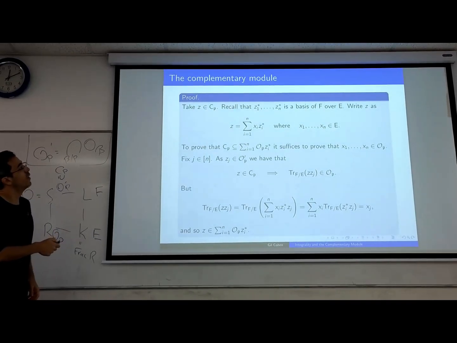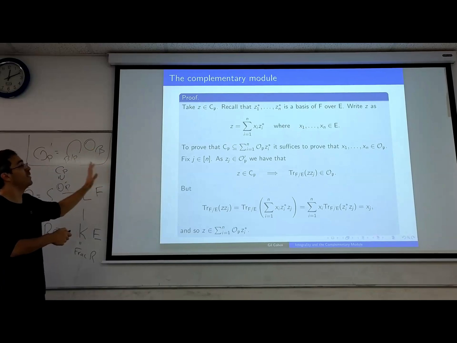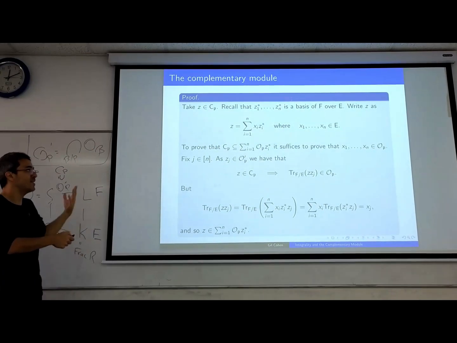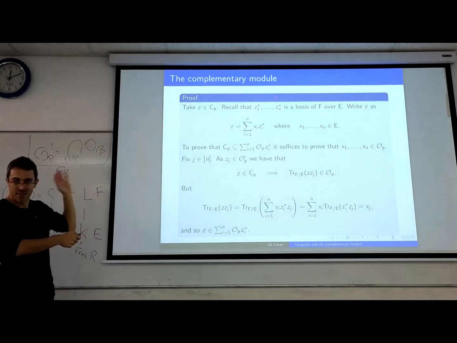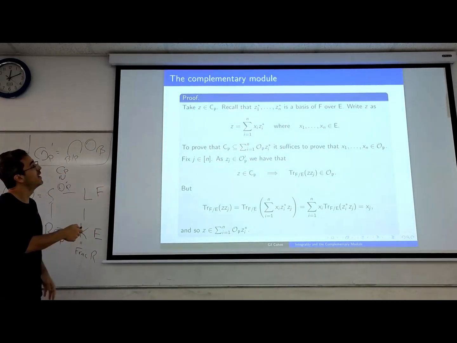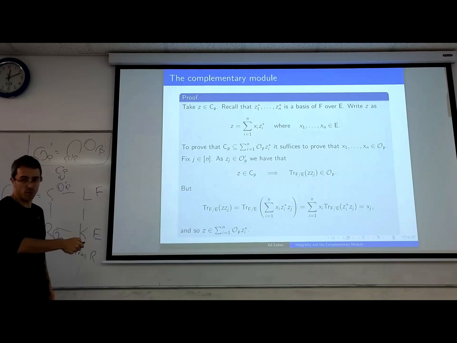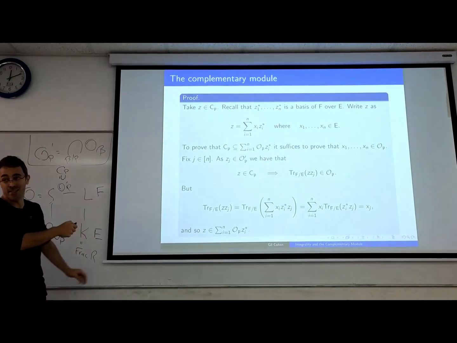Okay. So whether it is in the complementary module or not, it's an element in F. So using the fact that this is a basis, just a basis even, of F over E, despite, it's more than a basis. Just being a basis of F over E means that you can write Z using these basis vectors. Namely, you can write it as the sum of xi zi star, where xi are coming from E. Right, just because this is a basis of F over E and this is an element in F.